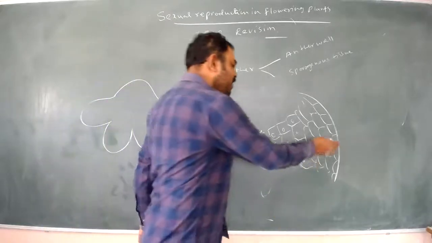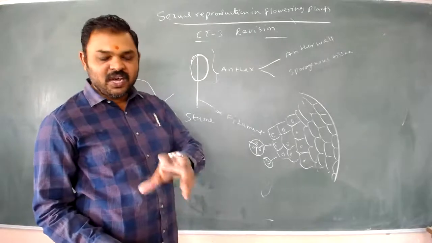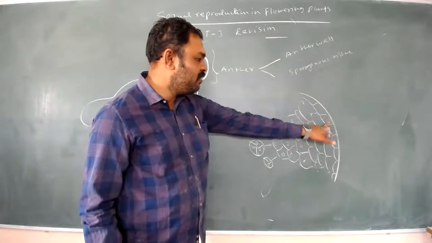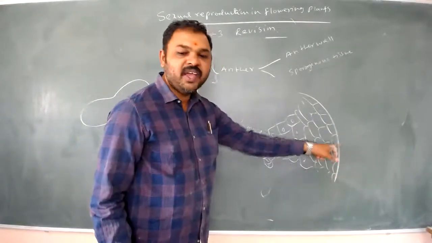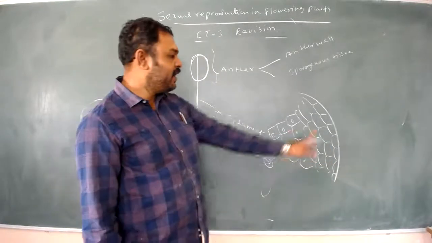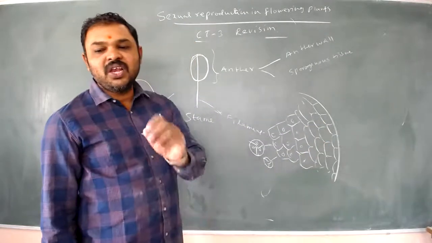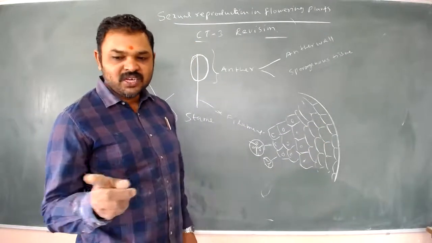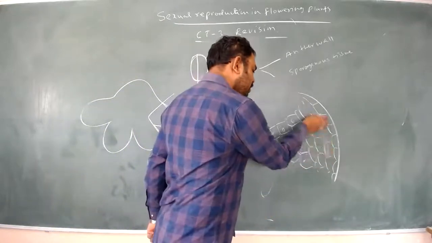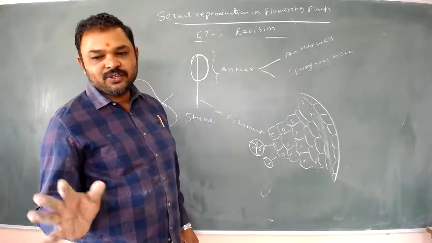But what is the use of this epidermis? The epidermal cells are arranged closely and compactly, without intercellular spaces. They offer protection to the inside tissues. And beneath the epidermis is the endothecium. What is the endothecium? Cellulose fibers are there. The major significance of the endothecium is the cellulose fibers, which have a hygroscopic nature.